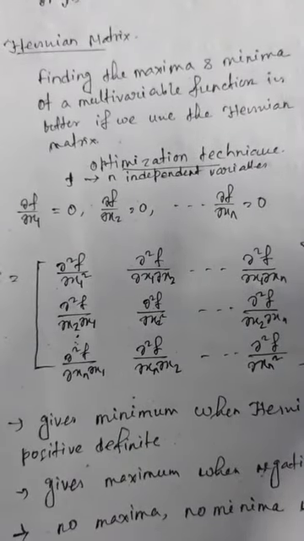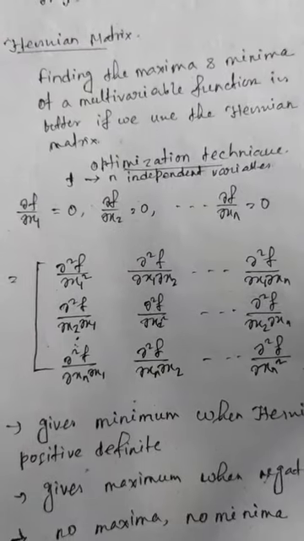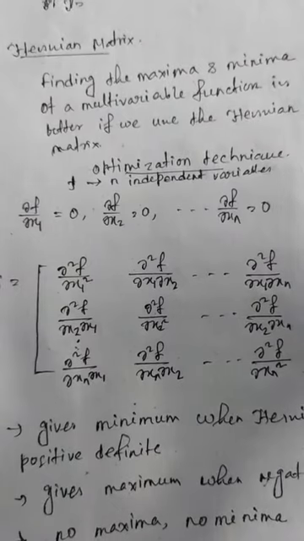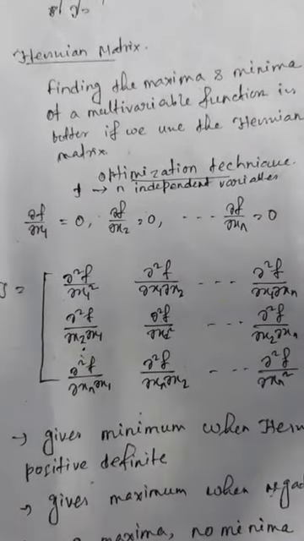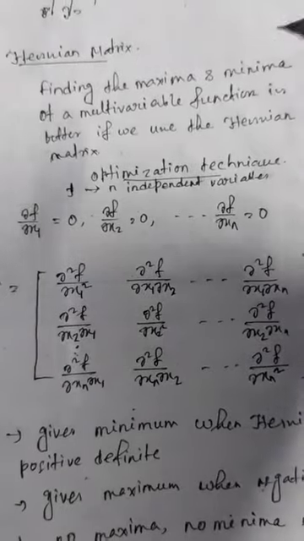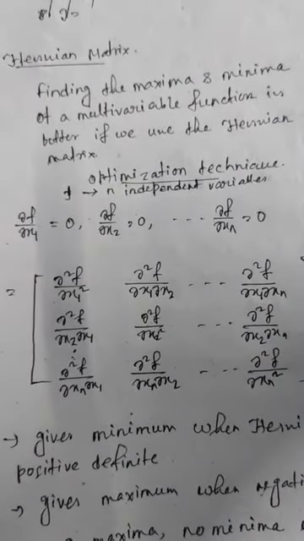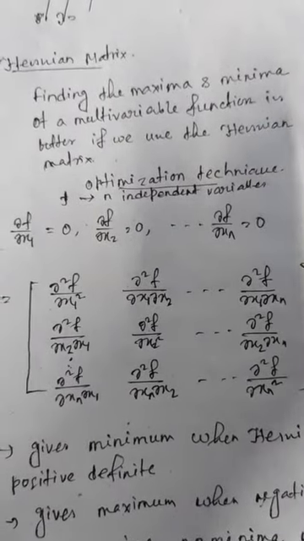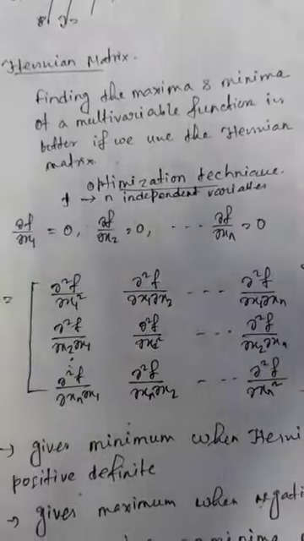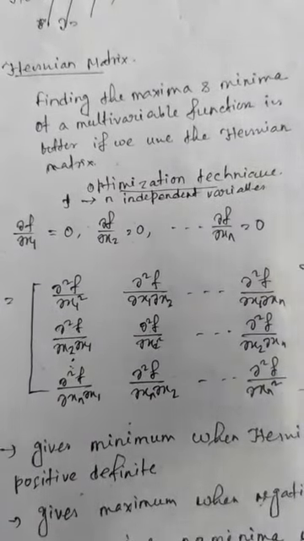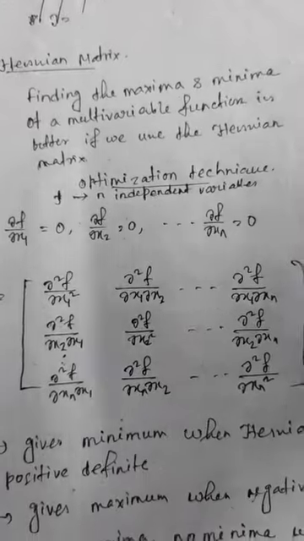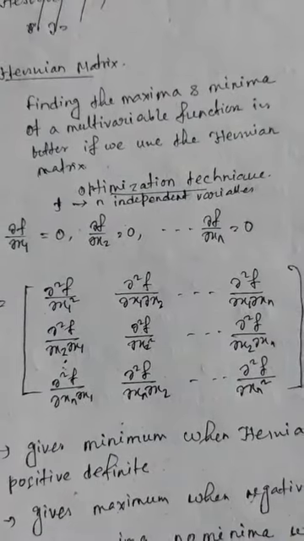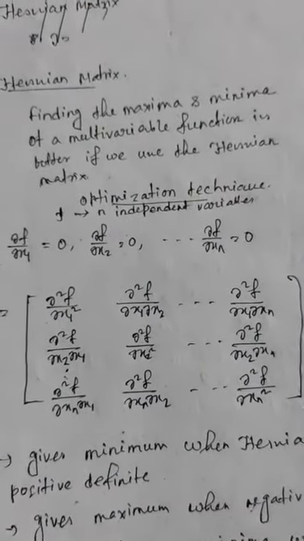Guys, in this video, we will discuss the Hessian matrix. First of all, there is a question: why do we introduce this new term, Hessian matrix? Actually, finding the maxima and minima of a multivariable function is better if we use the Hessian matrix. And finding the maxima and minima of a multivariate function is also an optimization technique. So first of all, we have to know what the Hessian matrix is.